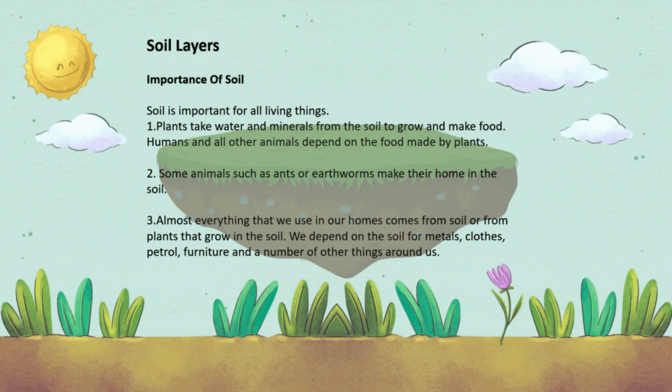Soil layers. Importance of soil. Soil is important for all living things. 1. Plants take water and minerals from the soil to grow and make food. Humans and all other animals depend on the food made by plants.